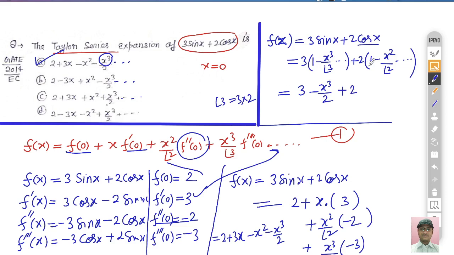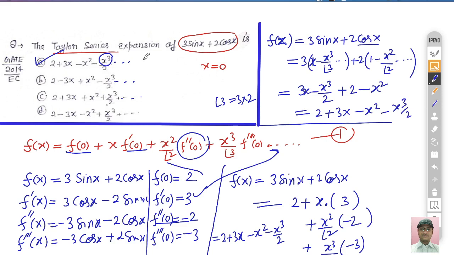Here, in terms of this, it is basically x minus x cube, right? You just correct it. Sin x is x minus x cube by factorial 3 plus x raised to the power 5 by factorial 5, in this way. So now 3x and minus 3x cube by 2, plus 2, and minus 2 will be cancelled out, you will get minus x square, right? So what is the final answer? 2 plus 3x minus x square and minus x cube by 2. So by both ways you get that the first option is correct, right?